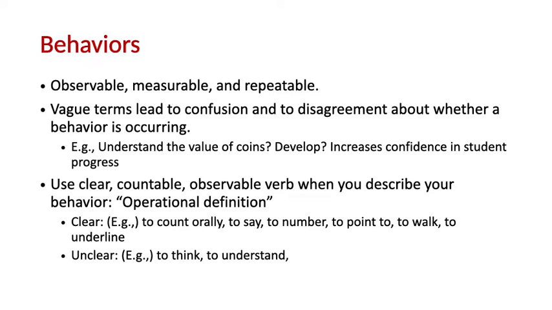Increased confidence, it's more like progress of behavior. It's not an observable behavior at a moment, right? So you are going to use a clear, countable, observable verb when you describe your behavior. We call that operational definition. So examples here: to count, to say, to number, to point, to walk, to underline. Those are the behaviors you can see and you can count, right? So you will be really specific and then you are going to use a clear verb. Unclear, to think, to understand, those are examples of unclear. Let's take a look at an example of a vague term and an observable term right now.